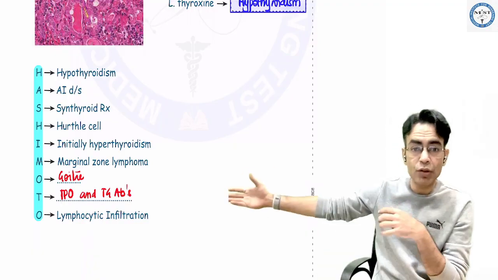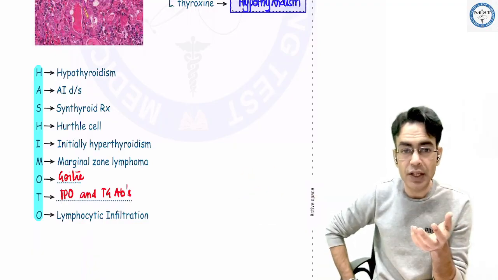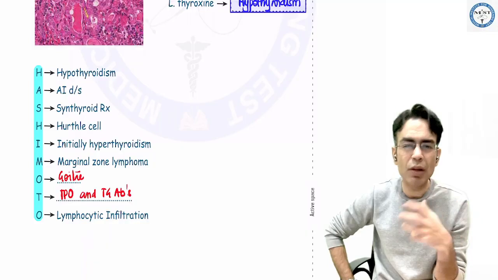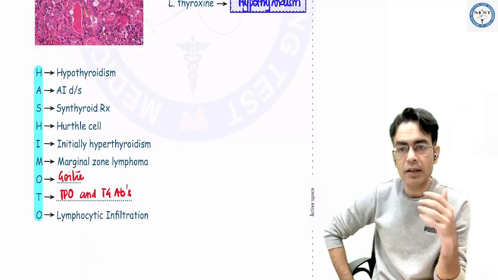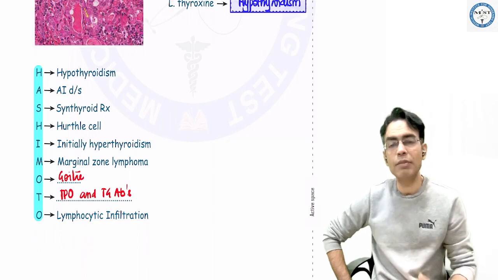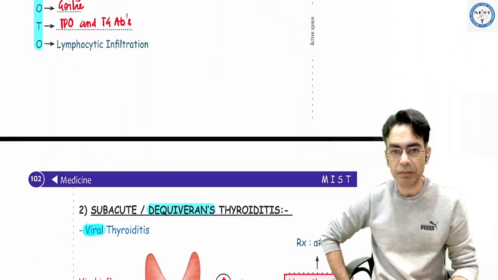And the antibodies, the most important thing, are TPO and TG antibodies, and lymphocytic infiltration, because it's not an acute disease, it's chronic, right? So it will take a little bit of time. So lymphocytic infiltration can be seen.